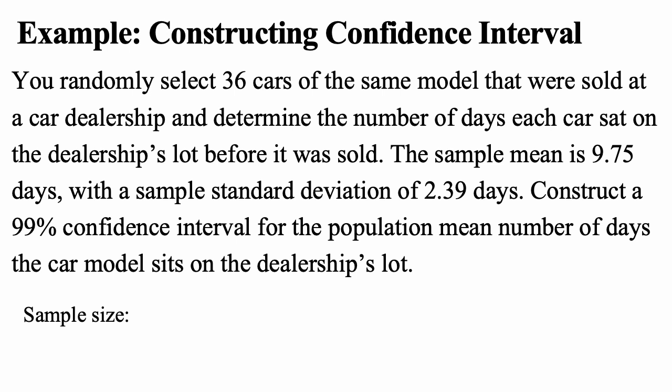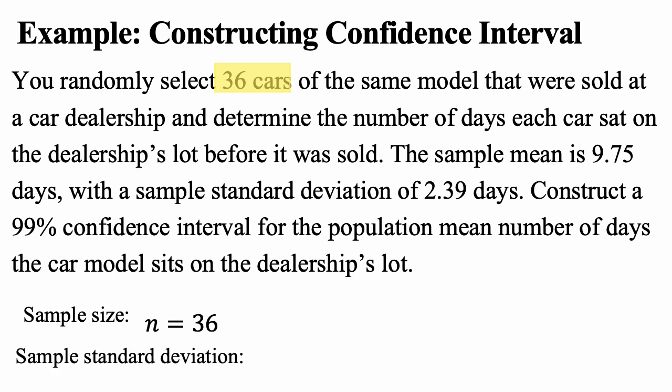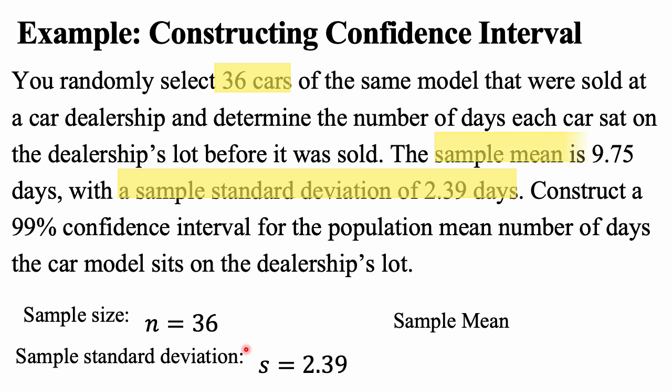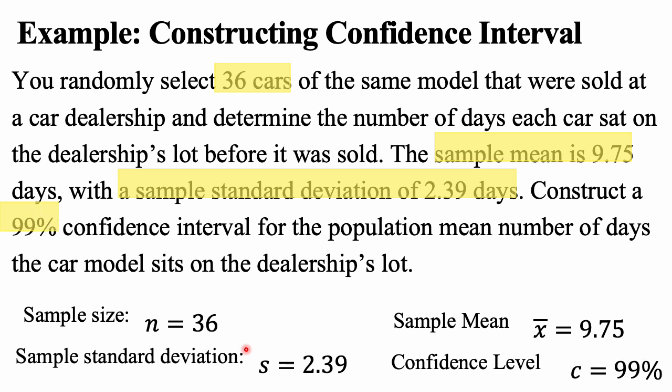What is the sample size? Sample size is 36, large enough. Then sample standard deviation is going to be 2.39. That's going to be S. Sample mean is going to be 0.75. Level of confidence is going to be 99%. So we have all the information to construct a confidence interval for the population mean.